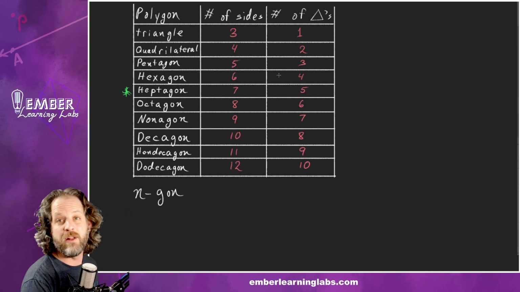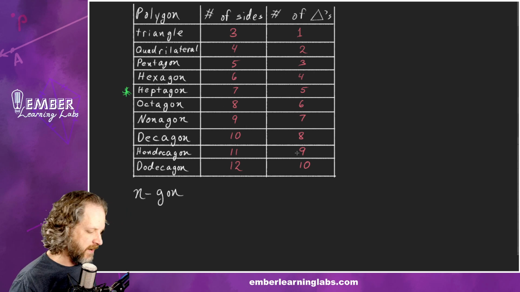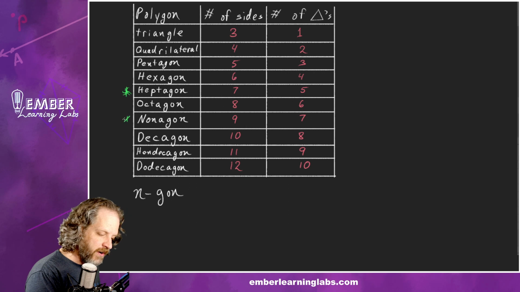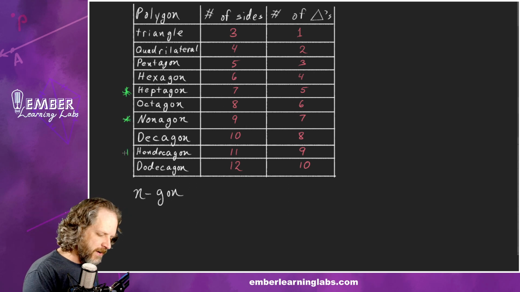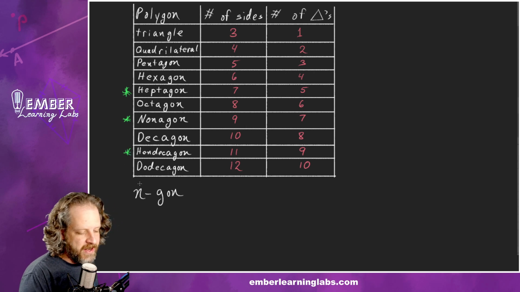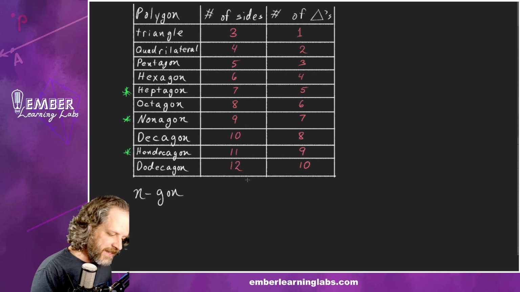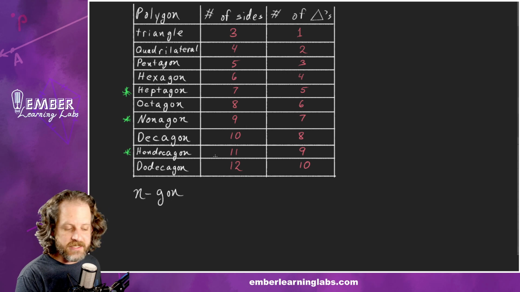I'll talk about this column here in just a second. And you may have never heard of a nonagon before, a 9-sided figure. You may not have heard of a hendecagon. You may not even have heard of a dodecagon. But that's how you name polygons by their size.